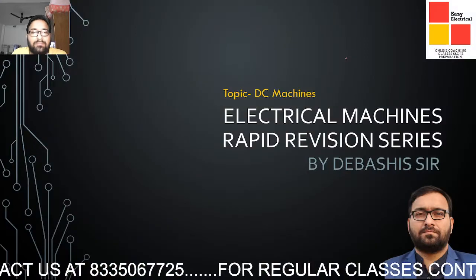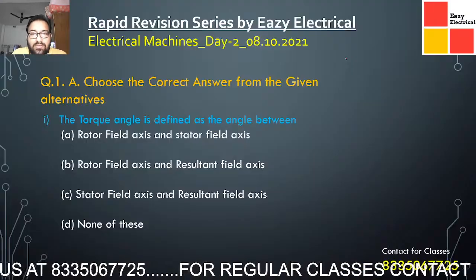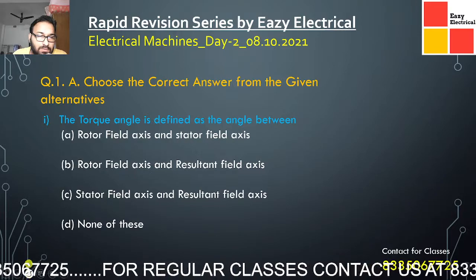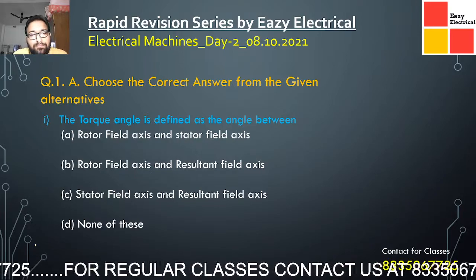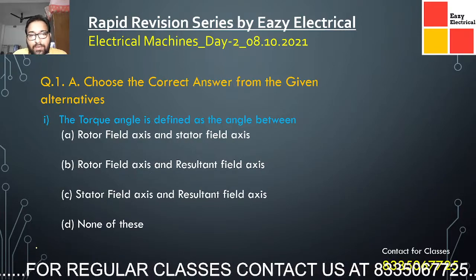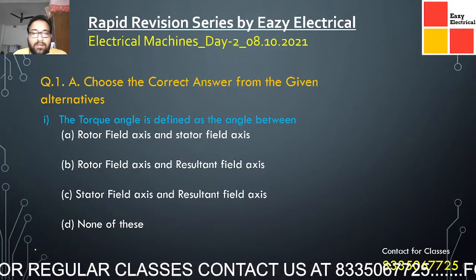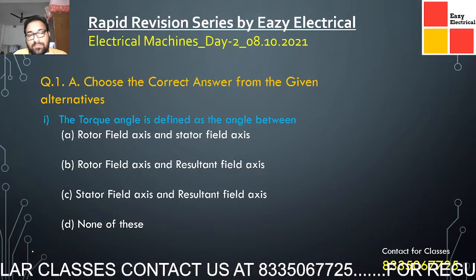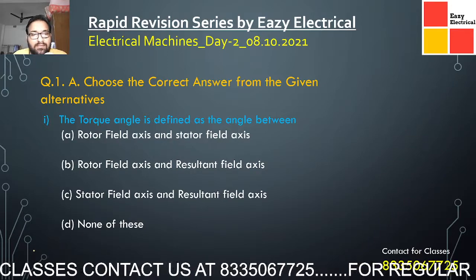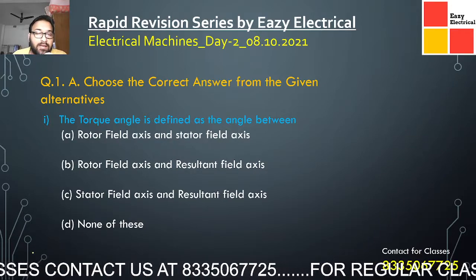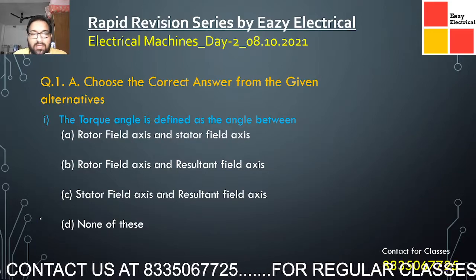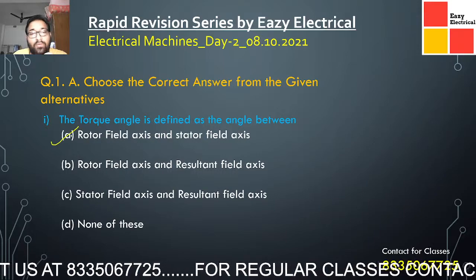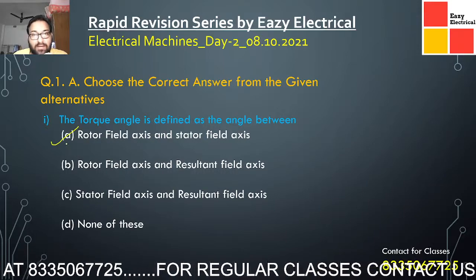Now coming to today's class, that is on DC machine and electrical machines part. Now coming to the first question for today, that is the torque angle is defined as the angle between the rotor field axis and the stator field axis, the rotor field axis and the resultant field axis, stator field axis and resultant field axis, or none of this. Basically, we all know that the torque angle is your rotor field axis versus the stator field axis angle.